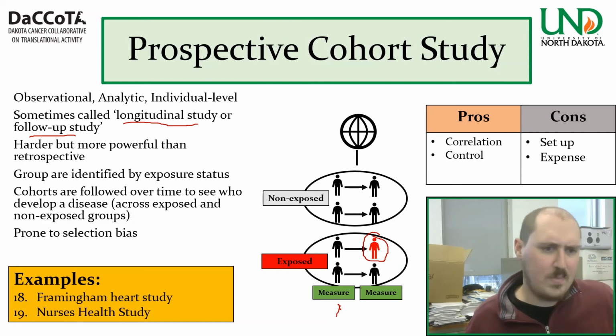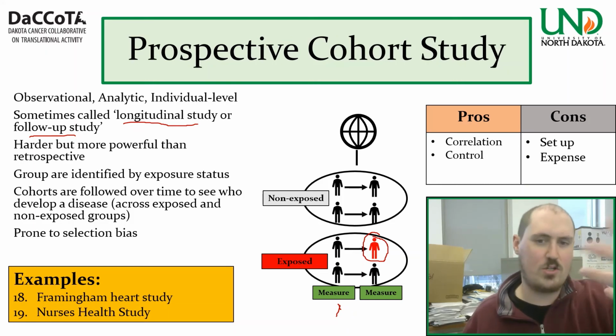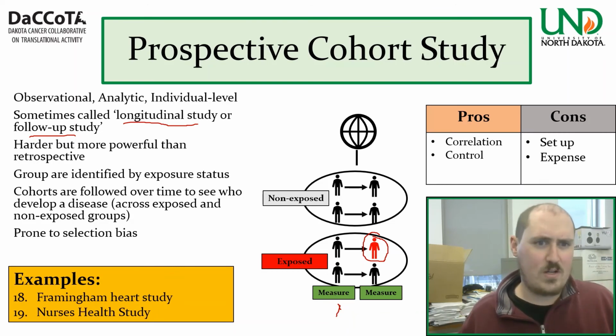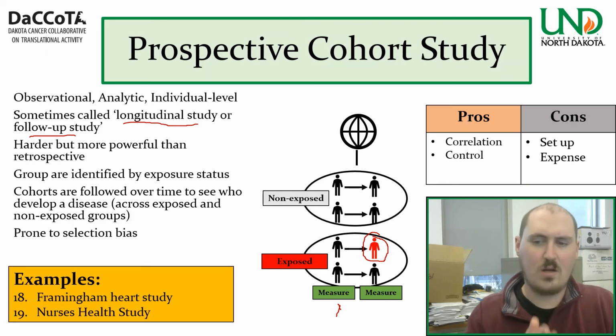Now this is prone to things like selection bias, what really makes the groups different. Maybe there are some characteristics of the people who end up in this group, like working in this factory, that aren't shared by the non-exposed group. But anyways, it's pretty strong when it comes to observational analytic studies on correlation, and you get to control this a little bit more. However, this takes a lot of steps, and this is by far the most expensive. But you can get some really great data out of here. Some good examples are the Framingham Heart Study and the Nurses' Health Study, these long, multi-decade studies that give us a lot of information about health.